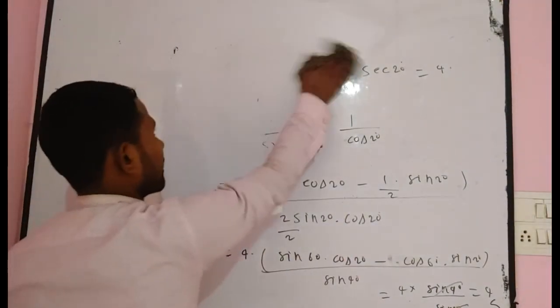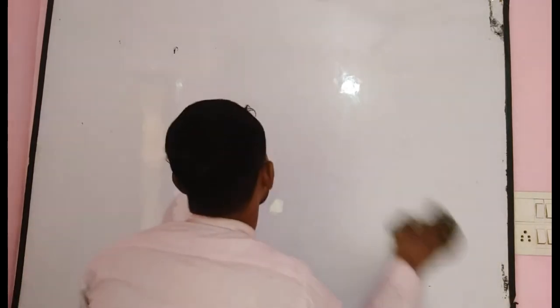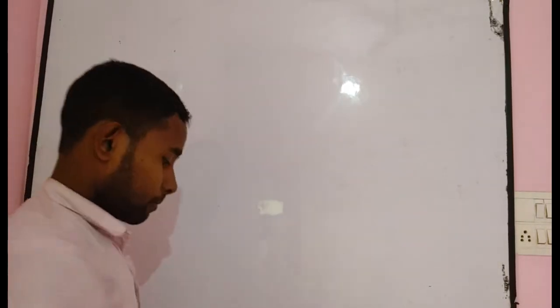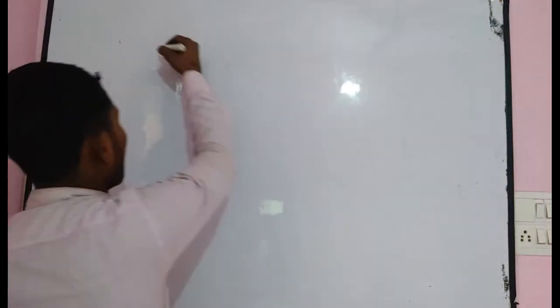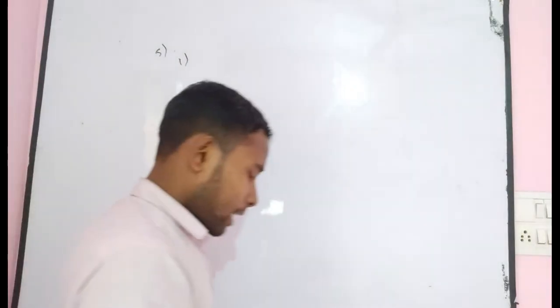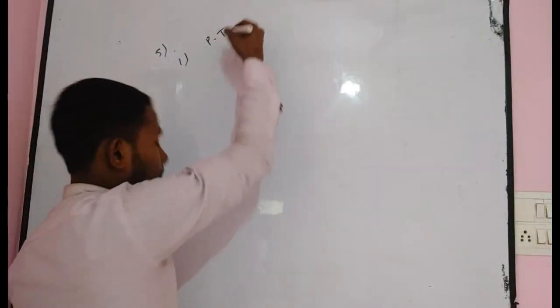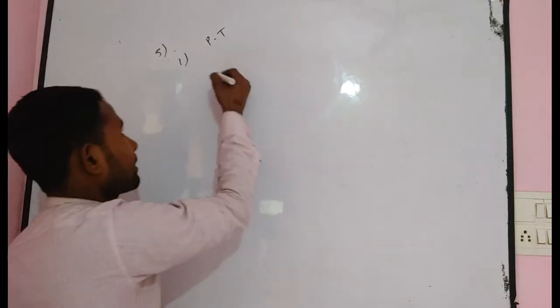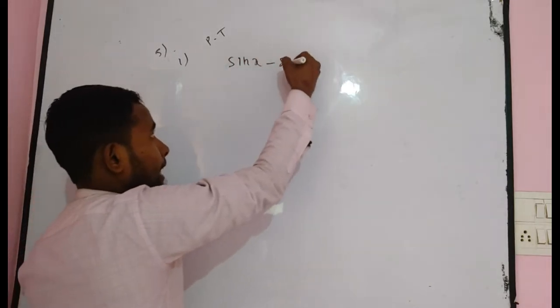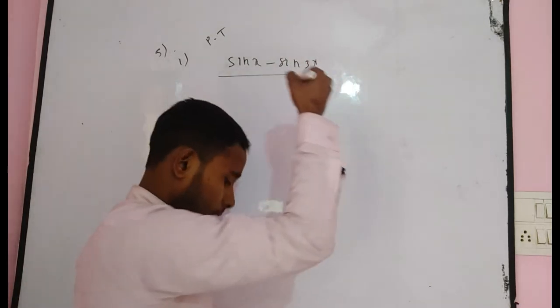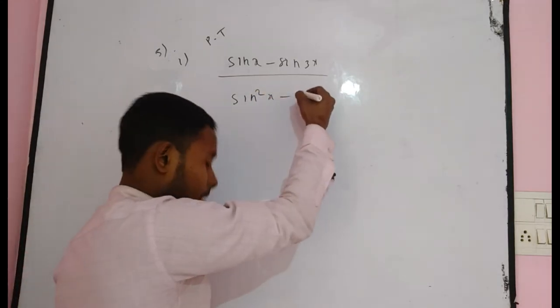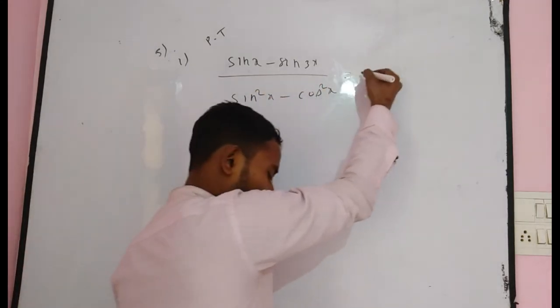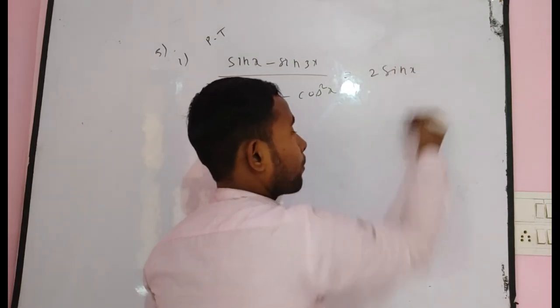Now I want to give another problem. In the next question, 5.1, it is given that you have to prove that sin x minus sin 3x divided by sin square x minus cos square x is equal to 2 sin x. You have to prove it.